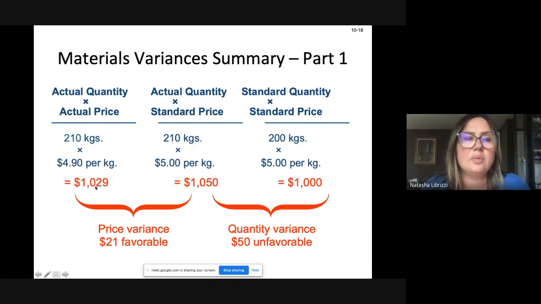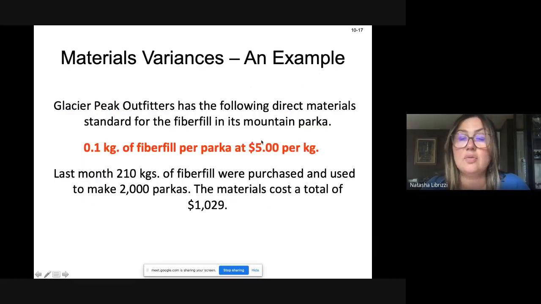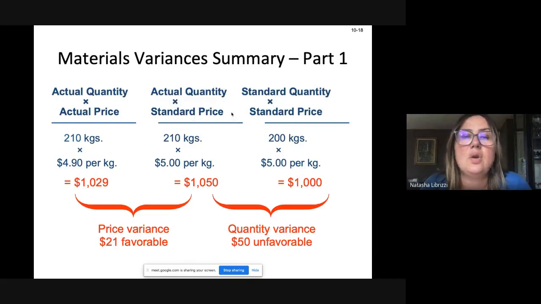Well, we know that the standard price is 5. So we know we got an awesome price, right? We're saving 10 cents per kilo. So what should you have paid for 210? For 210, you should have paid 5, so it's 1,050, but you paid 1,029. So now you have a 21 favorable price variance. You got a good deal on your fill, and it's 21 favorable.